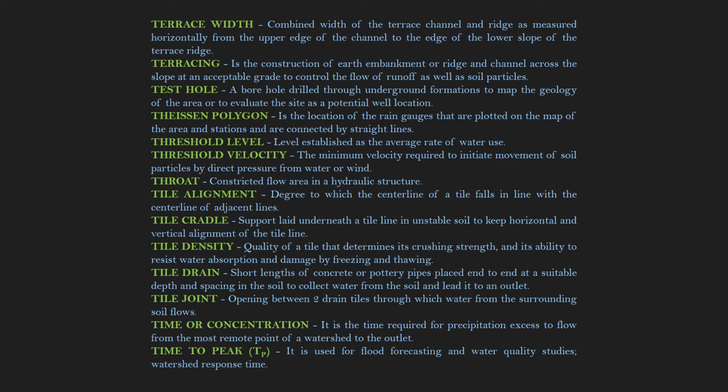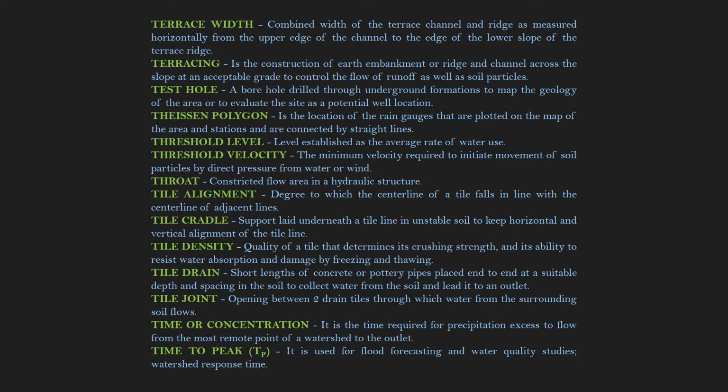Terracing is the construction of earth embankment or ridge and channel across the slope at an acceptable grade to control the flow of runoff as well as soil particles. Test hole. A borehole drilled through underground formations to map the geology of the area or to evaluate the site as a potential well location. Thiessen polygon. The locations of the rain gauges are plotted on the map of the area and the stations are connected by straight lines.